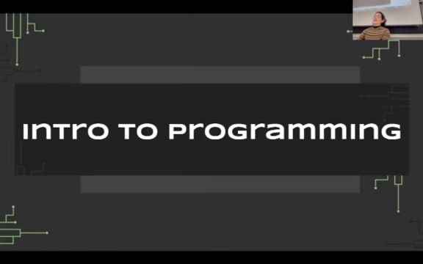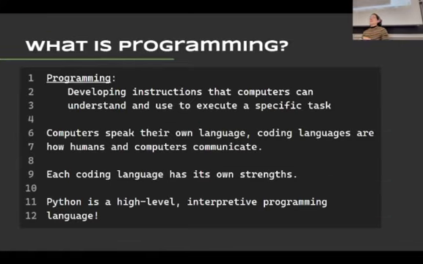So yeah, more about programming. What is programming? It's basically just developing instructions that your computer can understand. Computers and people do not speak the same language. So we have coding languages that are basically interpreters between English, or whatever language you speak, and whatever language the computer speaks. Each coding language is slightly different and has its own strengths. Just like our languages have different characters and different grammar, same thing for coding languages. But once you get the gist of it, it's easier to pick up a different language.